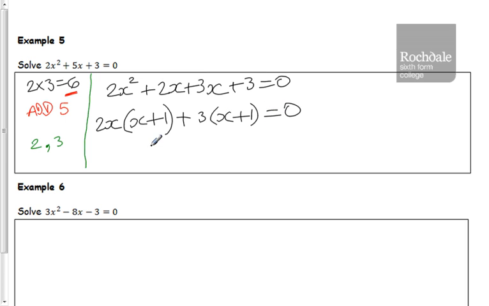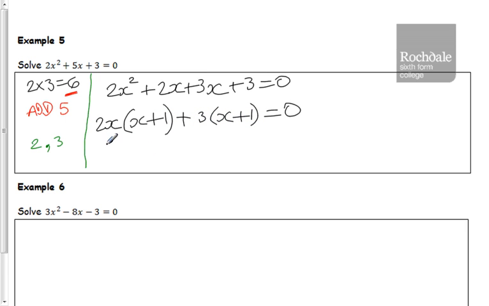Once we've done that, you should get the same bracket twice. If you don't, then you've done something wrong. You need to go back and find what you've done wrong. But when I do get the same bracket twice, I'm one step away from having it fully factorised. Because here, effectively, we've got two terms. All that is a term, and all that is a term. And they both have something in common. They both have an x plus 1.